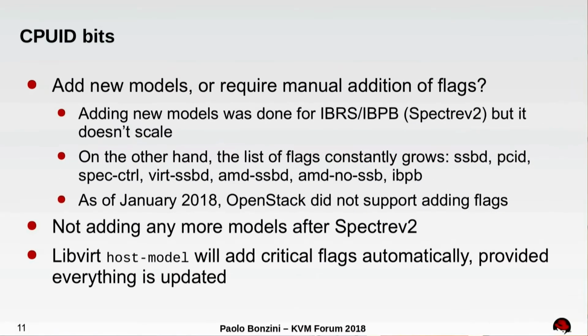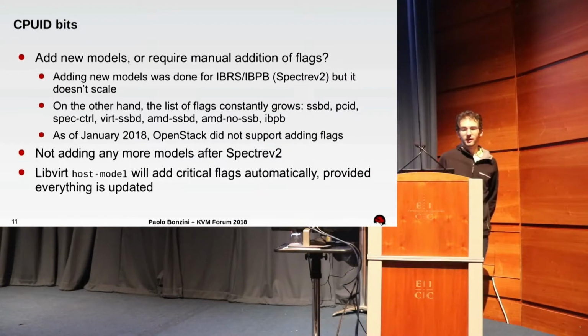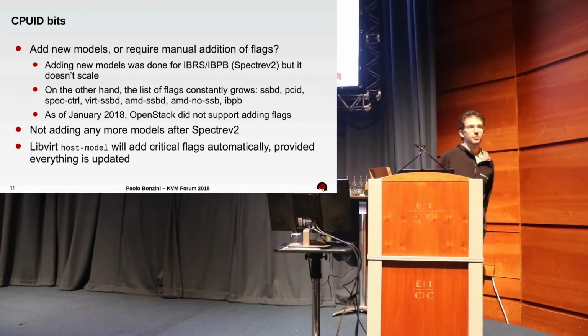So the CPUID bits. The dilemma is whether to add new models in QEMU and libvirt or require the user to add the flags manually. The first time through, we did add the new models because we sort of understood that there would be other problems, but we didn't know how bad it was actually, and also there wasn't really time to support flags through the entire stack, especially in OpenStack and oVirt. So adding new models, we did it for Spectre v2, but it doesn't scale.